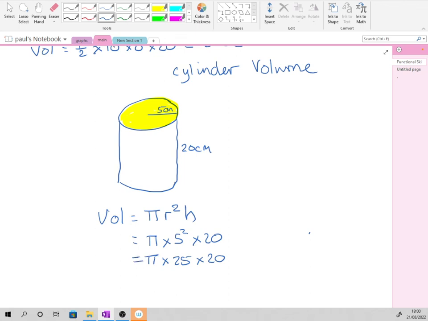And pi is either the button on your calculator, if they don't give you what it is, or it could be pi equals 3.14 or something like that. If they tell you it's 3.14, use it. If they don't, use the button on your calculator.